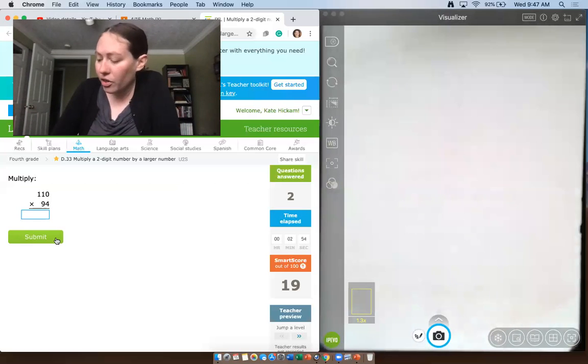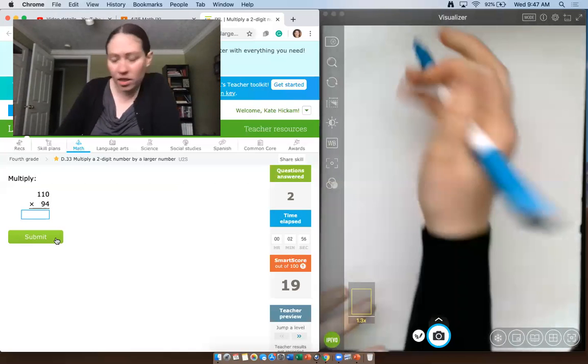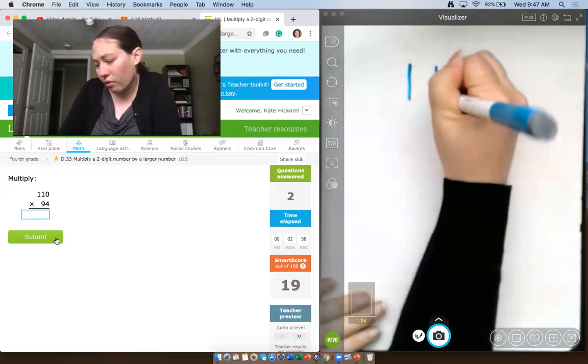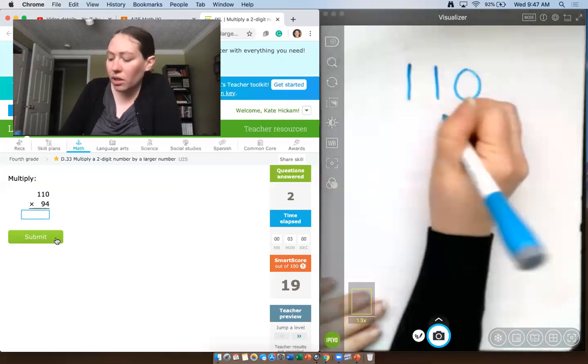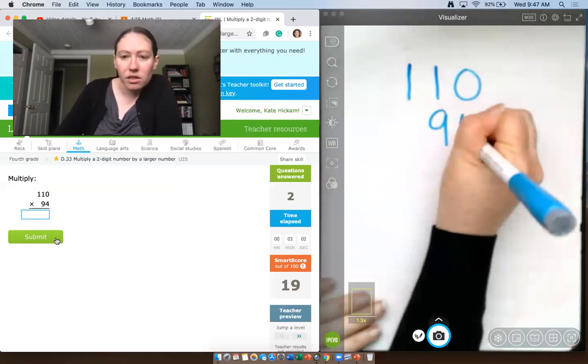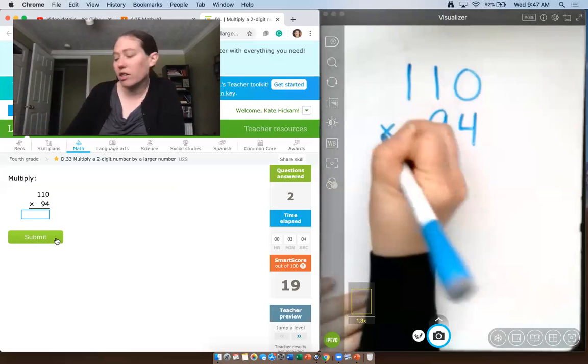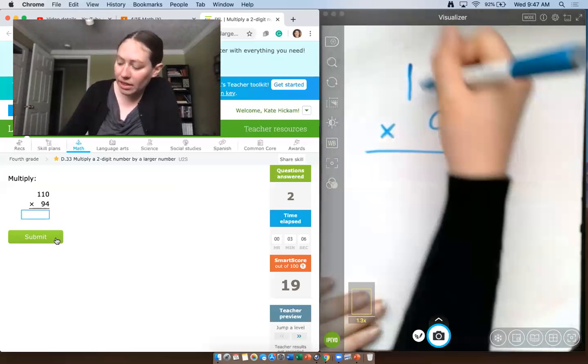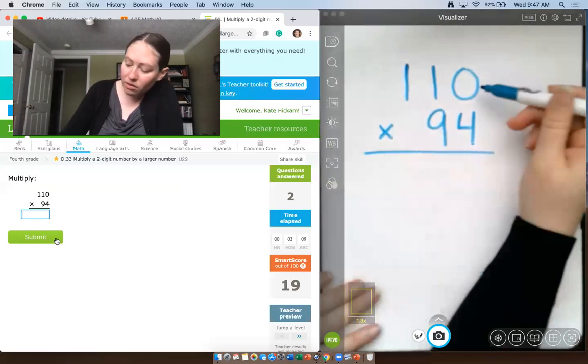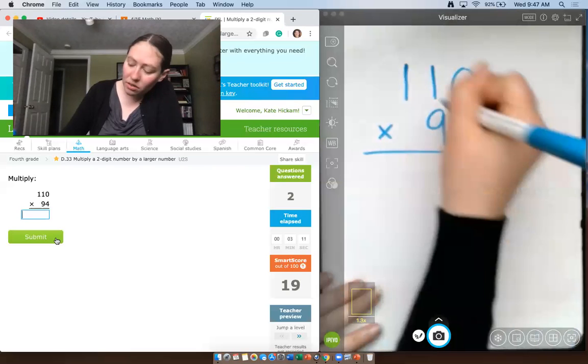So I have 110 times 94. Remember, I start with the bottom number because I'm multiplying, so that's why I say that bottom number first. 4 times 0 is 0. 4 times 1 is 4. 4 times 1 is 4.